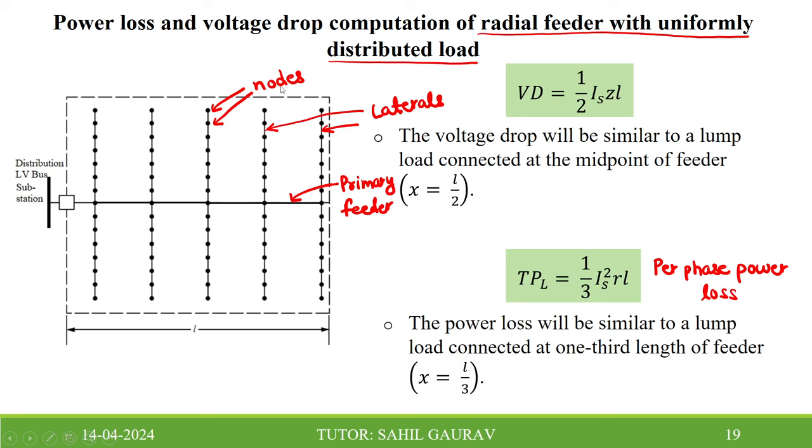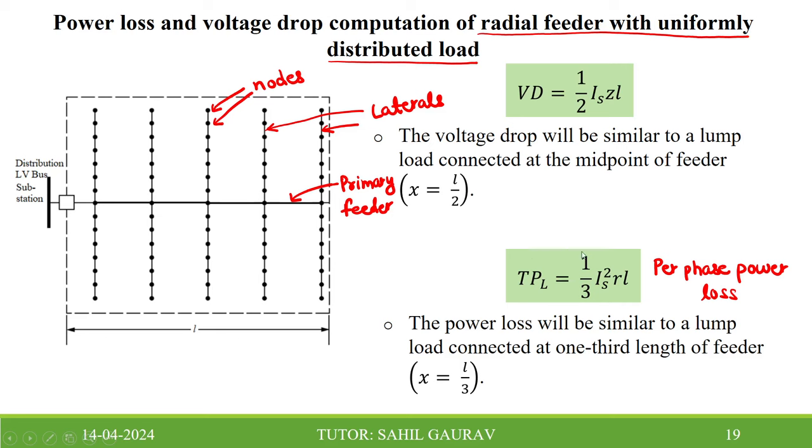Now for power loss and voltage drop computation of a radial feeder with uniformly distributed load. This is a primary feeder having different laterals, and loads are represented using these nodes. You can find the voltage drop by using this expression, half of IS ZL. The voltage drop will be similar to a lump load connected at the midpoint of the feeder, that is x equal to L upon 2. So this is the effective length for the radial feeder with uniformly distributed load, that is L by 2.